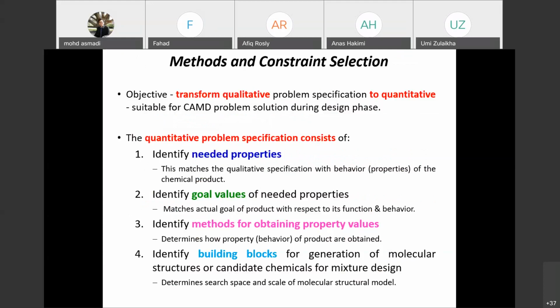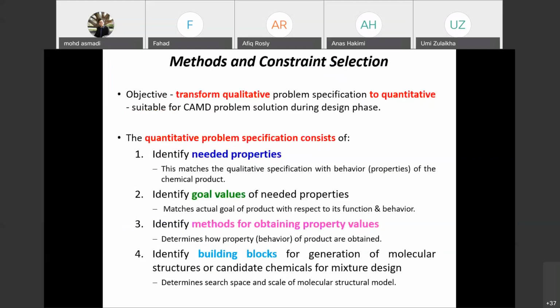So the quantitative problem specification consists of the identified needed properties. Goal values, which you have to determine. And then the method for obtaining property values, and also building blocks. So this is the method and constraint selection.